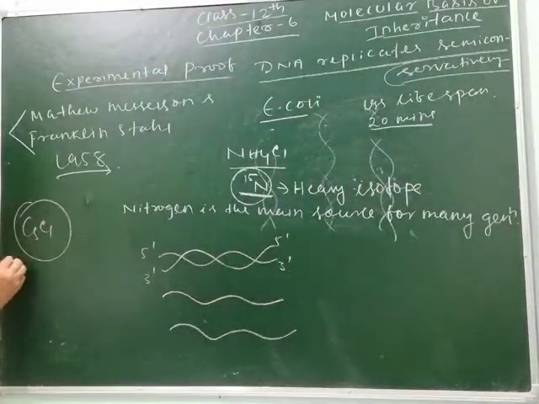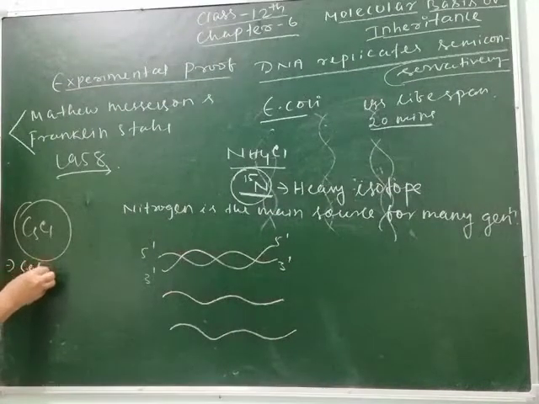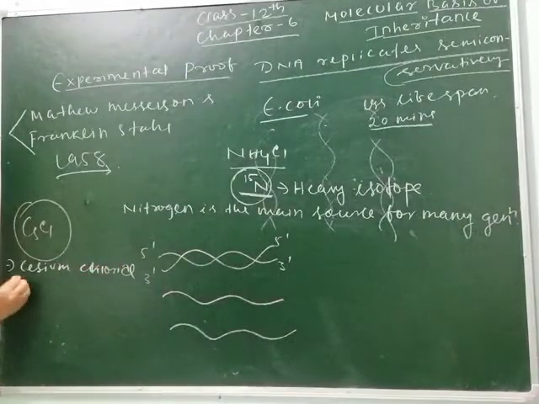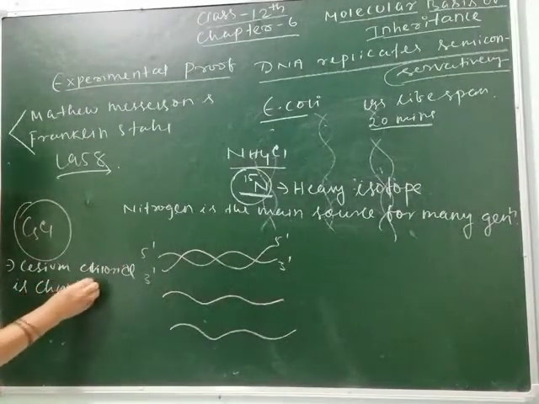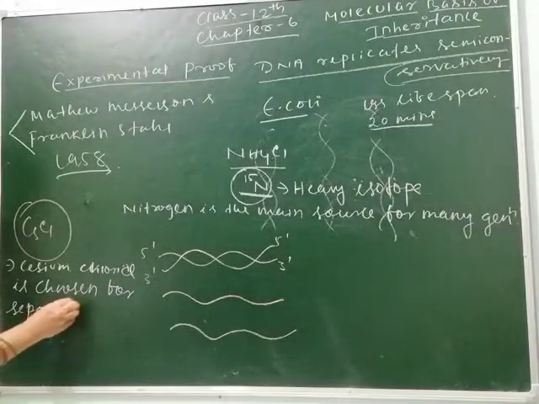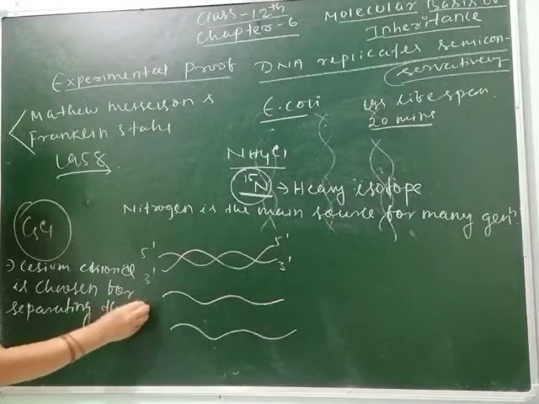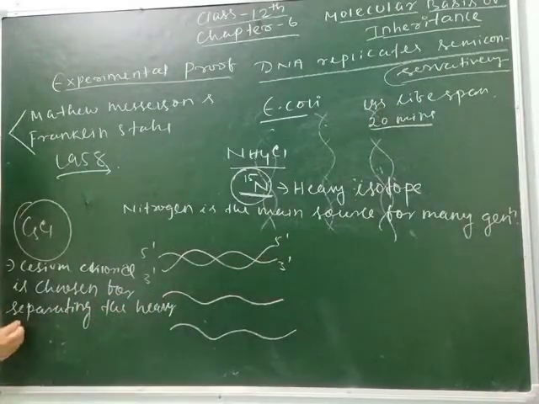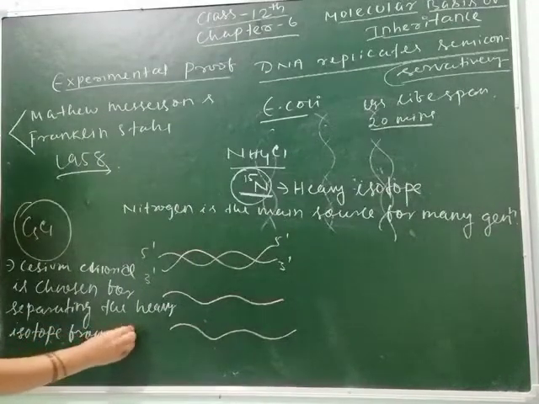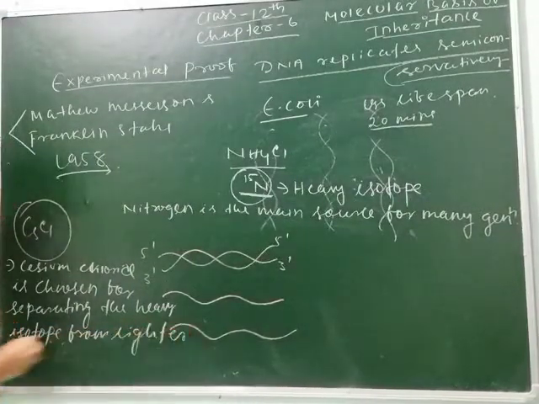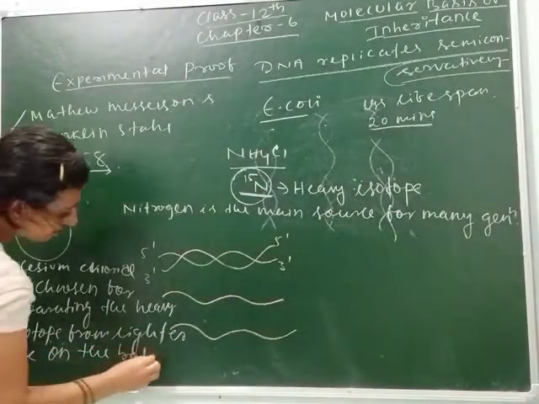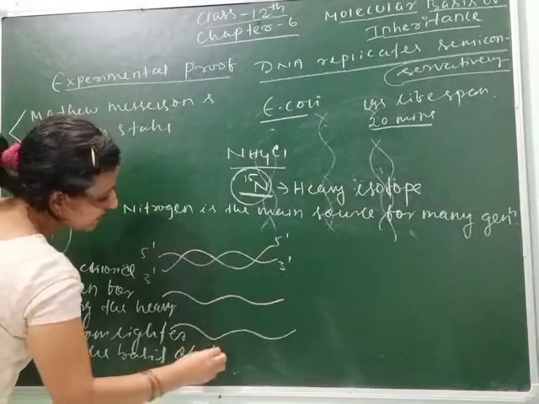We can write: cesium chloride is chosen for separating the heavy isotope from the lighter one on the basis of density gradient.